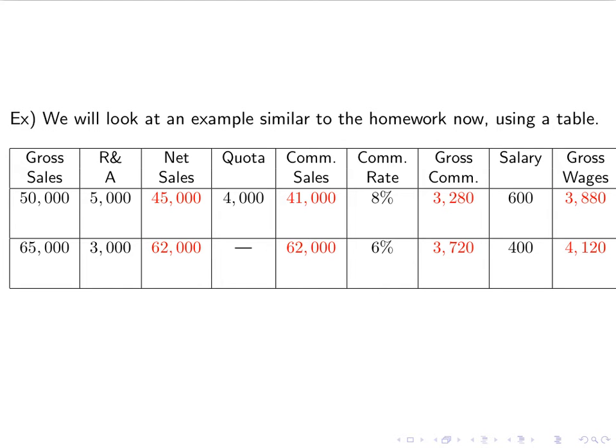Okay. So again, to find the sales that I'm actually getting commission on, I need to take my gross sales, subtract returns and adjustments, subtract any quota, multiply that by the rate, that gives me the gross commission, add any salary if there is one to get the gross wages.